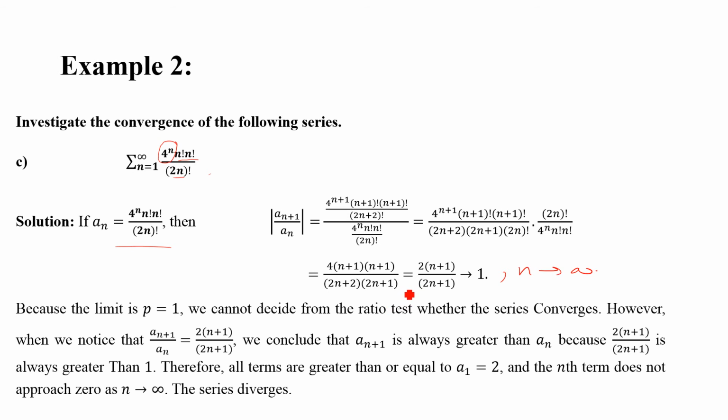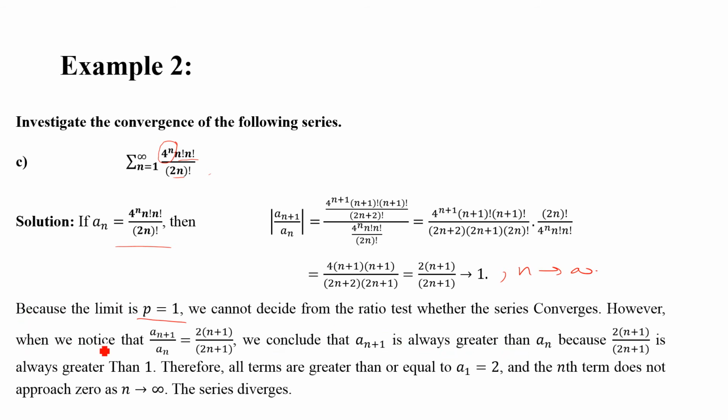So in this case, we don't have any conclusion. We cannot say the series is convergent. We cannot say the series is divergent. So this test leaves us without any conclusion. So how to decide? We cannot decide from the ratio test.